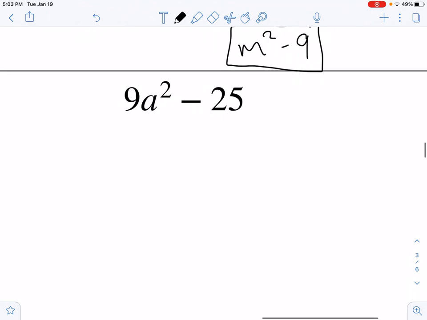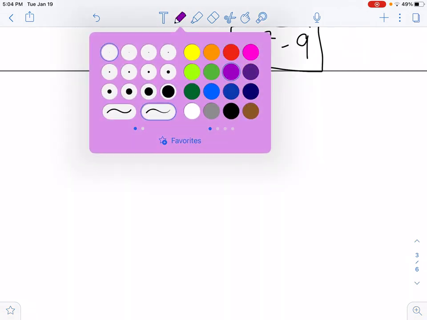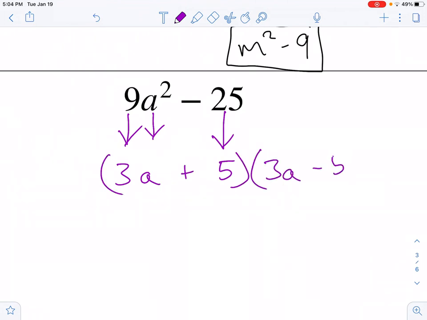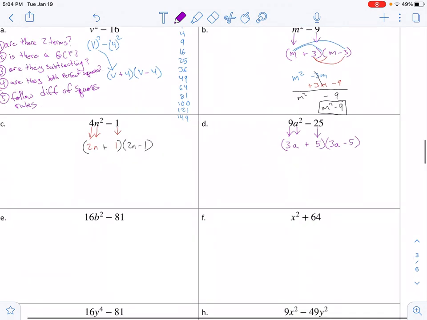Here's another one. Is there a greatest common factor? So can I factor out anything? Can 9 and 25 be divided by the same number? No. Okay, so watch how I do it again. Square root of 9 is 3. Square root of a squared is a. Square root of 25 is 5. I need one set that's plus. I need one set that's minus. So that's how I like to do difference of squares.